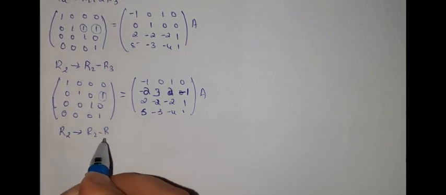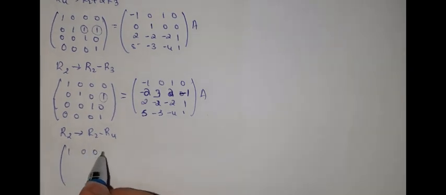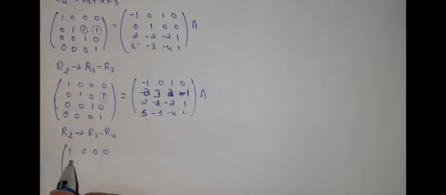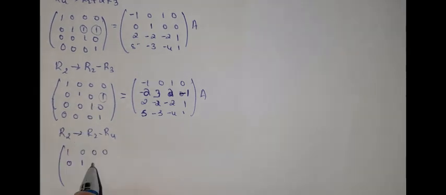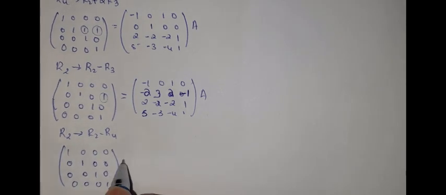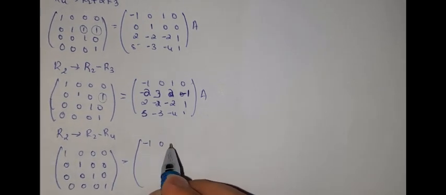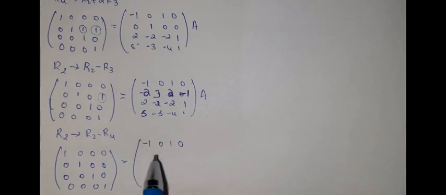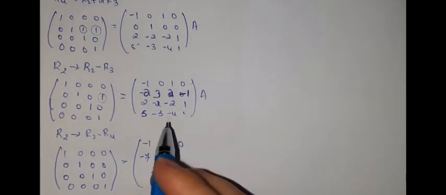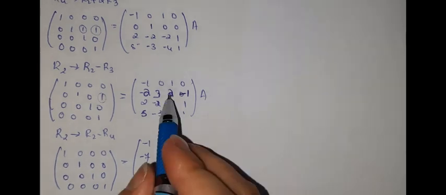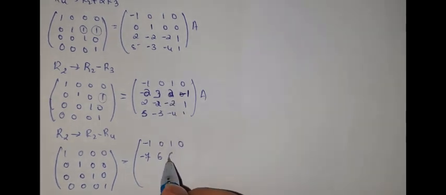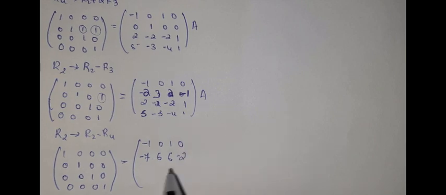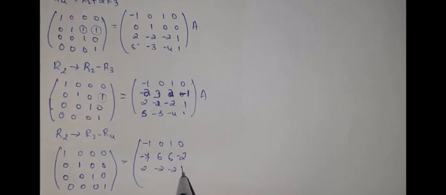R2 minus R4, 1 0 0 0, 0 minus 0, 0 0 1 minus 0, 1 0 0 0 1 minus 1 0. Now this is the final move, and we'll get the inverse. So I have minus 2, minus 2, minus 5, minus 7, 3 minus minus 3, that becomes plus 6, 2 minus minus 4, that becomes plus, that is 6, minus 1, minus 1, minus 2, 2 minus 2, minus 2, 1, 5 minus 3, minus 4, 1.